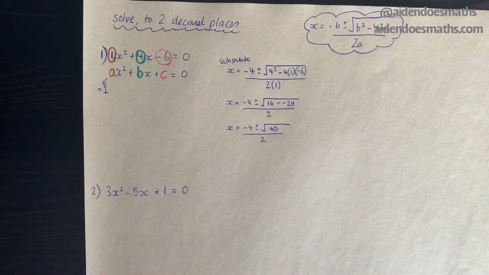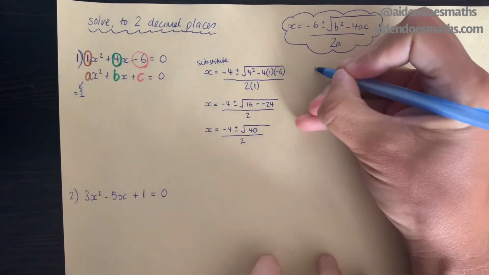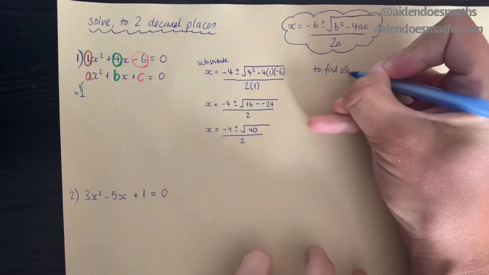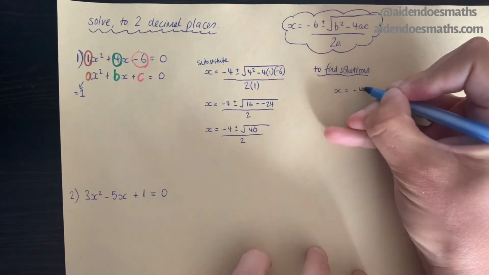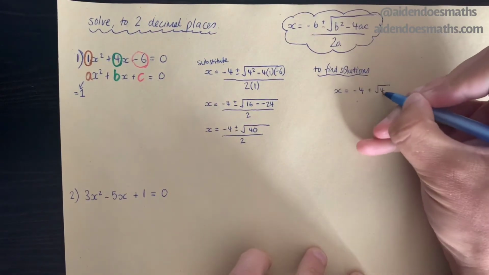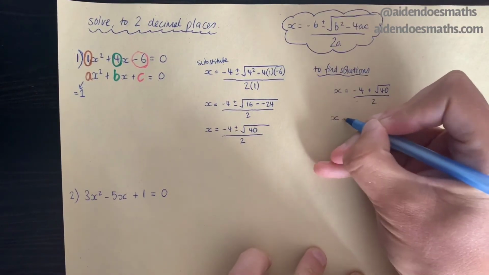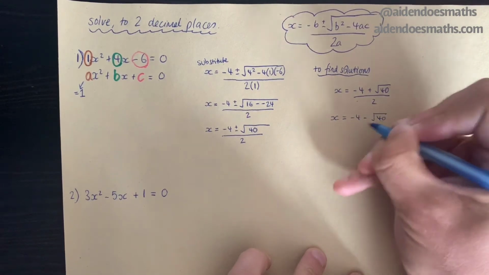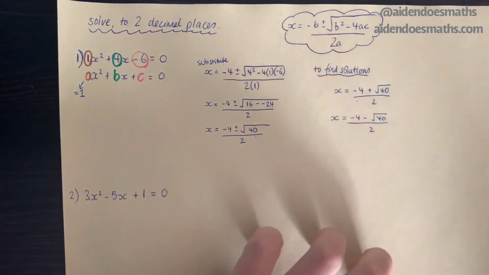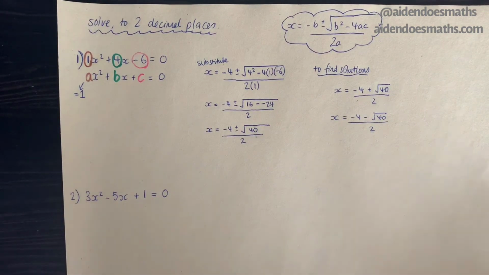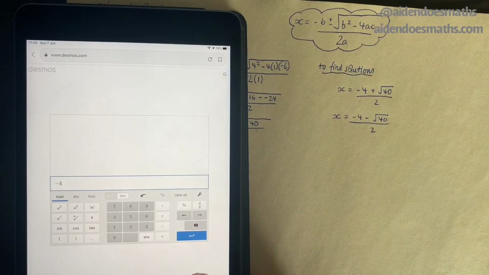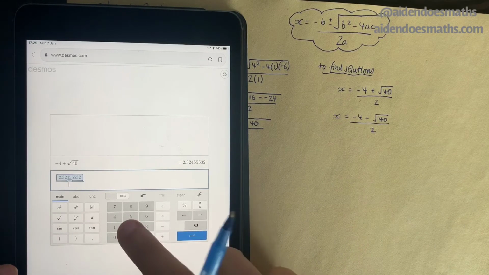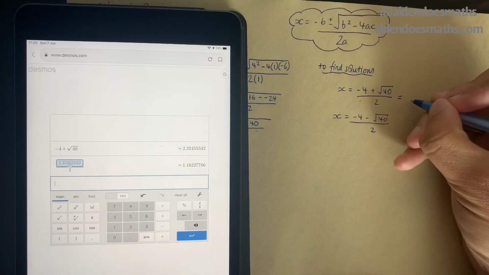Then we're going to move across a little bit to find solutions. Remember we do 2 calculations here. So x equals minus 4 plus root 40 over 2, and x equals minus 4 minus root 40 over 2, both taken from this last simplified stage. Again, this is where we go to our calculators. So minus 4 plus root 40, answer divided by 2.